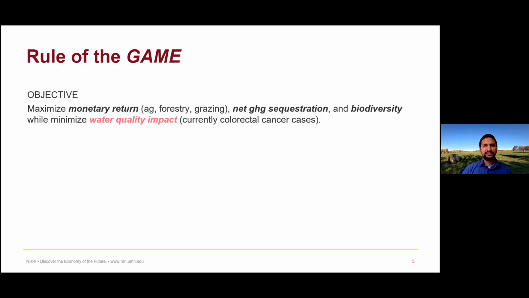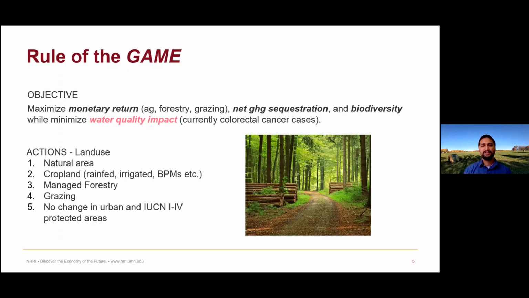So when this is our objective, what action can you take? The broad action is you can alter your land use. You can decide what you want to do in each of these 300 by 300 meter square grids. Either you can keep it the way it is, as a natural area or forest, and you just don't touch it. You can make a cropland, saying, okay, we will grow crops, and it can be different types of cropland, say rain-fed cropland, irrigated cropland with intensification, cropland with best management practices, BMPs, and so on. You can do managed forestry in a piece of land. You can do grazing, or you can have urban development areas, and you can have protected areas.